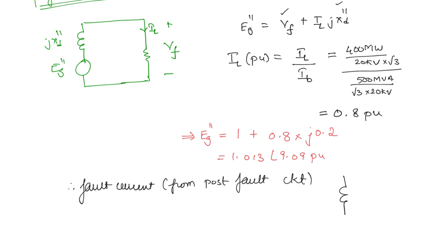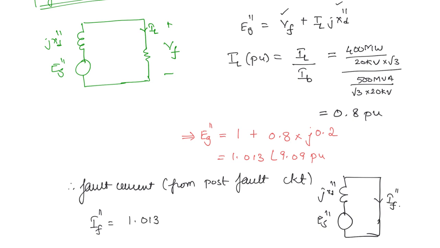What will be the post fault circuit? Simply short circuit. This is IF double dash. So the subtransient fault current is going to be 1.013 divided by J 0.2. You can take the angle as well, but if you want only the magnitude, no need to take the angle.